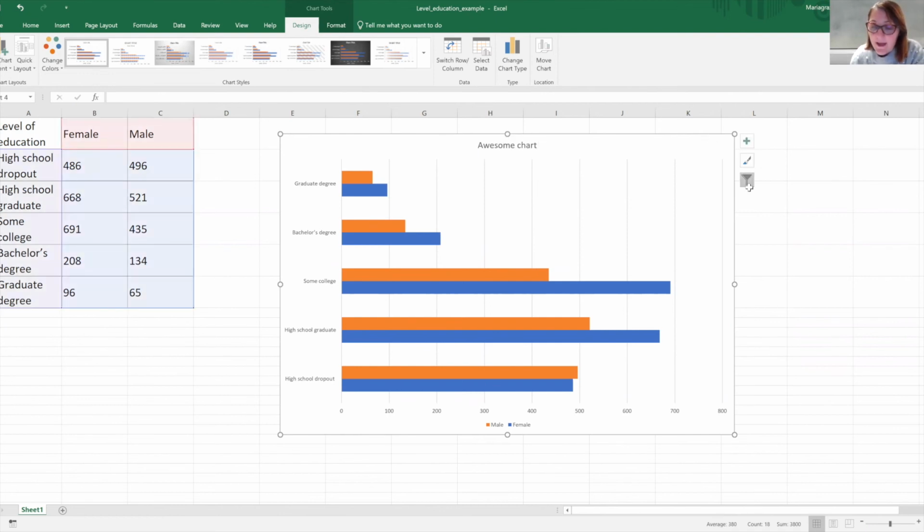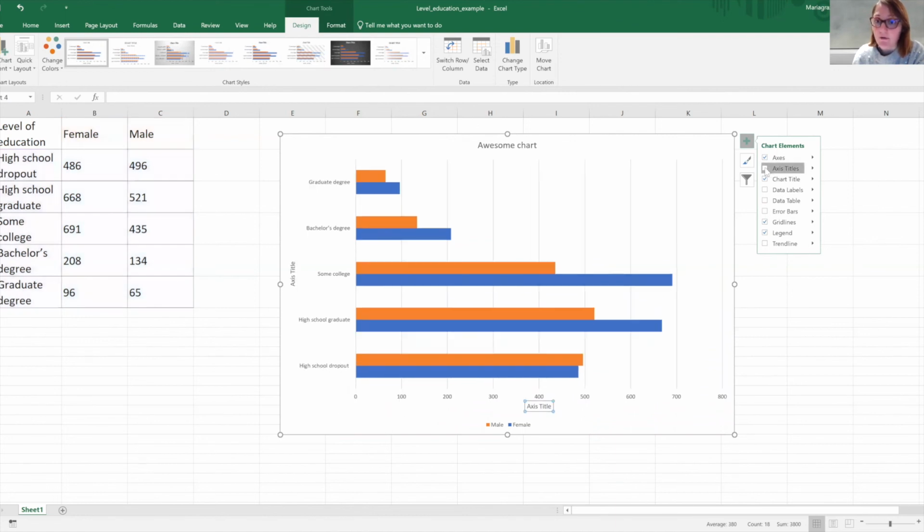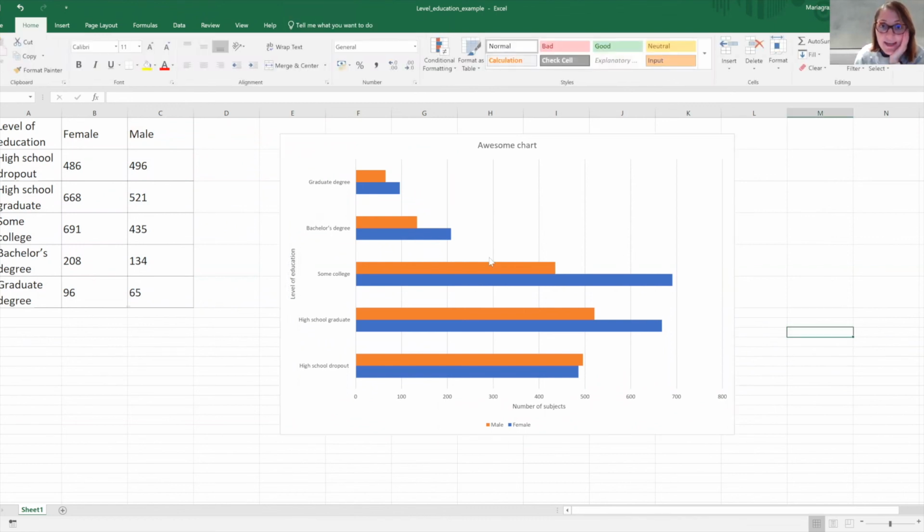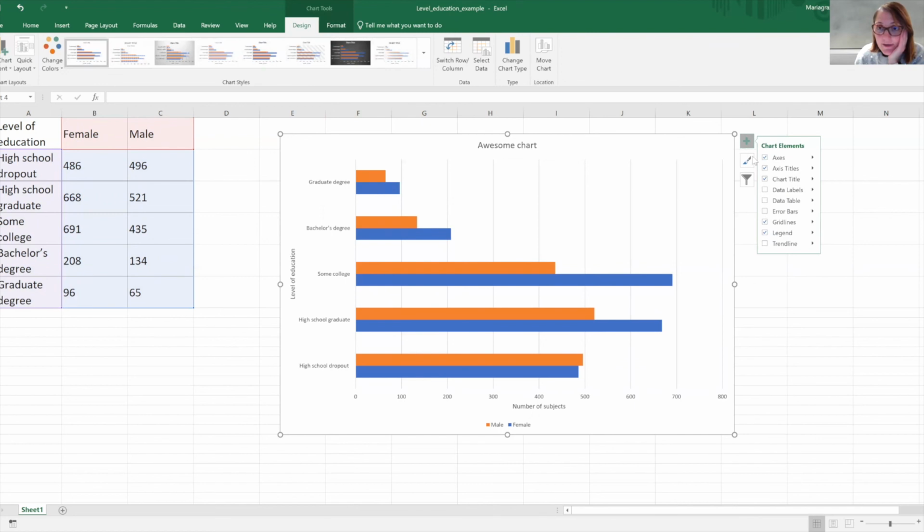And as you can see here, we have some buttons which we can use. For example, I click on this one, and there are a lot of elements we can add to our plot. I think it would be useful to include axis titles, so we know what we have on the x-axis, which in this case is the number of subjects. And on the y-axis, we will have the level of education. Oh, sorry, some spelling mistake. Education. Yeah, perfect.